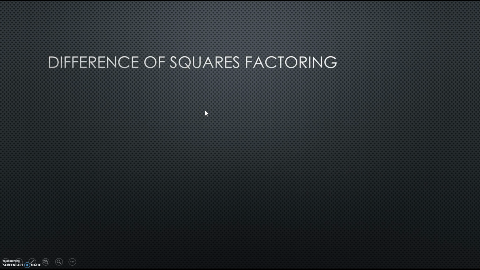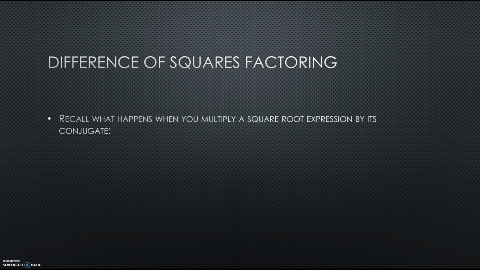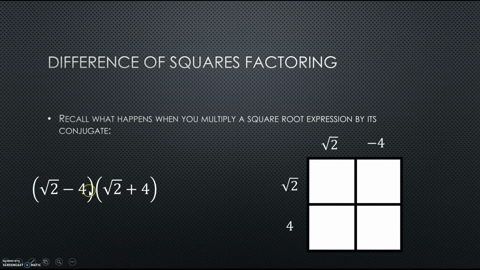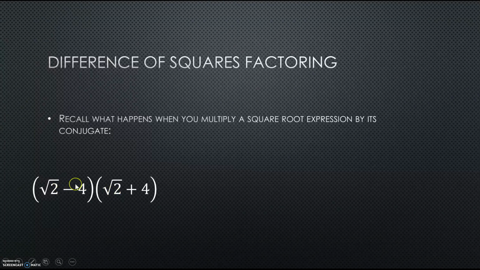Okay, talking about difference of squares. Before we actually talk about using a difference of squares method of factoring, recall what happens when you multiply a square root expression by its conjugate. We talked about this last week when we were working with square root expressions. Suppose I have, for example, the square root of 2 minus 4 times the square root of 2 plus 4. These two are conjugates because this is minus and this is plus.